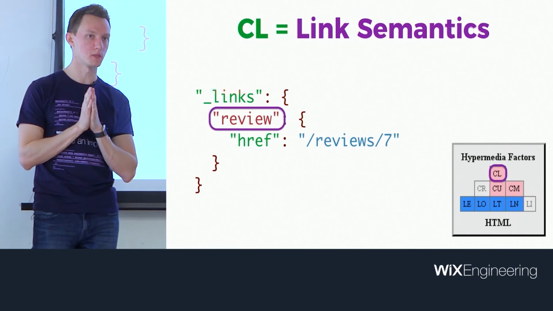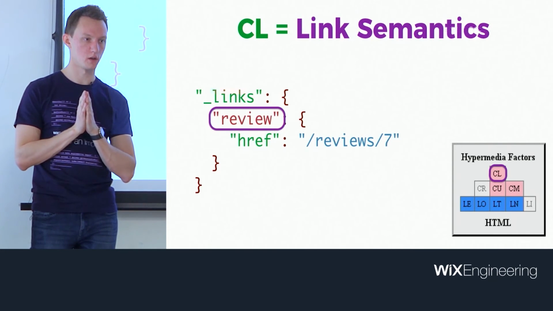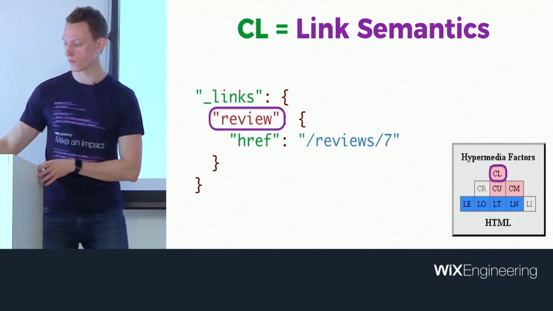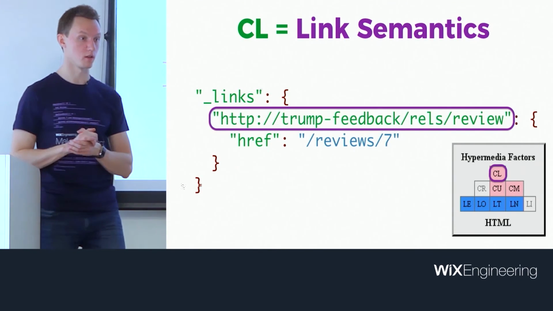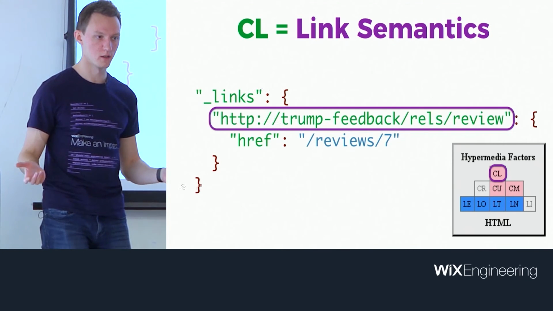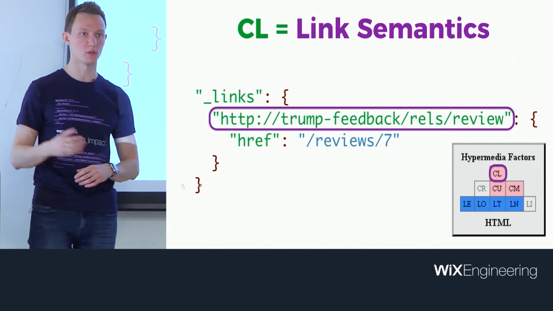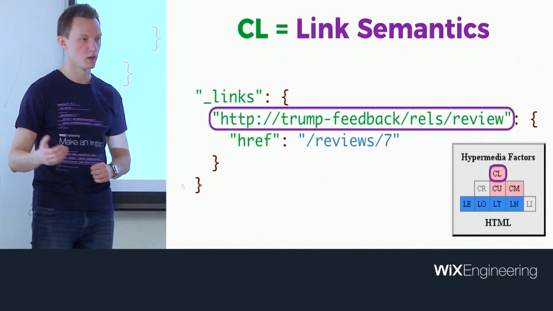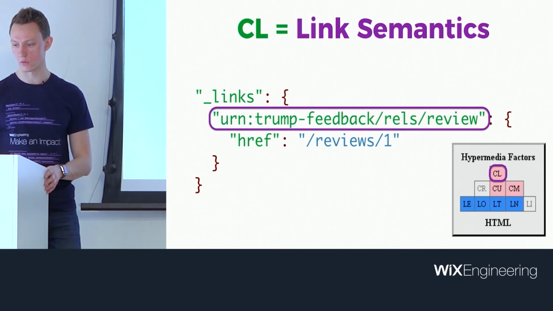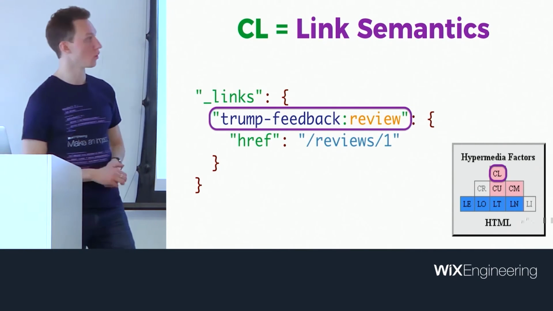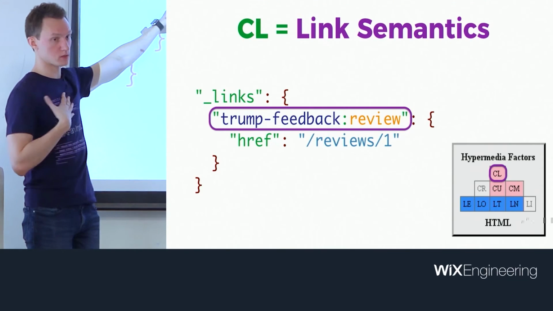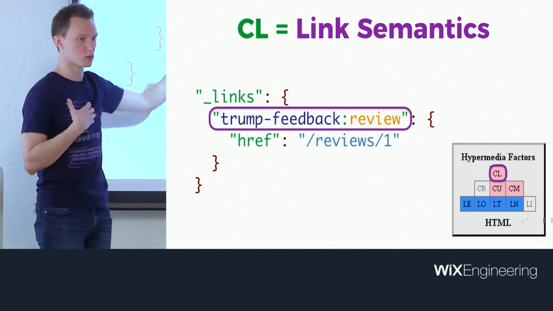But simple names are actually already reserved. So you cannot use a simple name as a link. You have to use a URL. But using URLs for a link is not very convenient, right? If for every link I would create a new href, my payload would be really tricky. So the way around that is to introduce a so-called namespace. You introduce a namespace and you say, my namespace is called Trump feedback, and the link is called review.